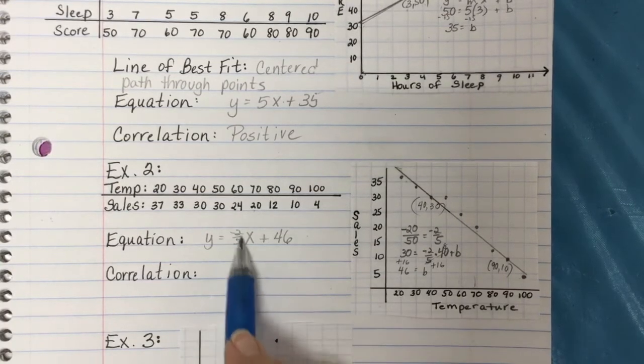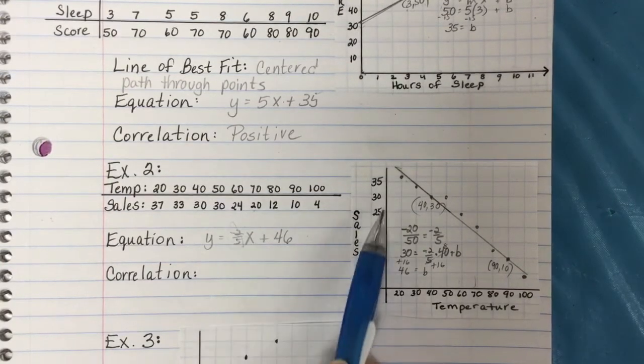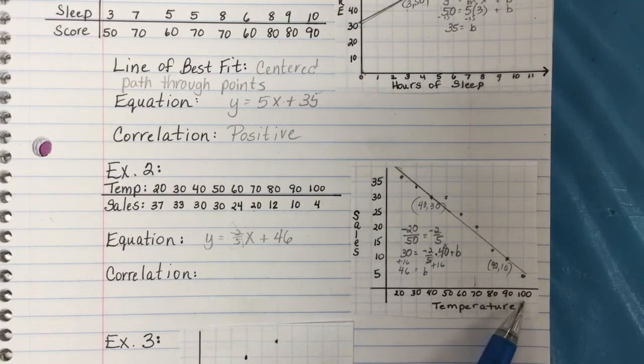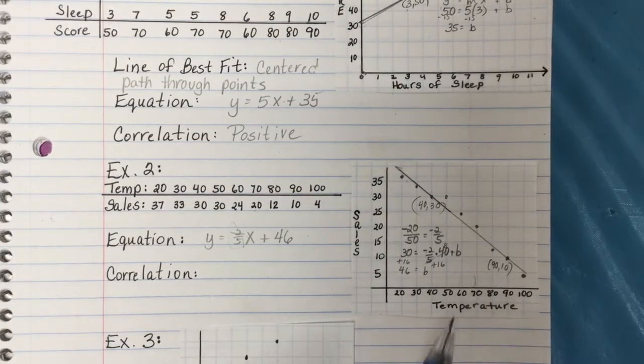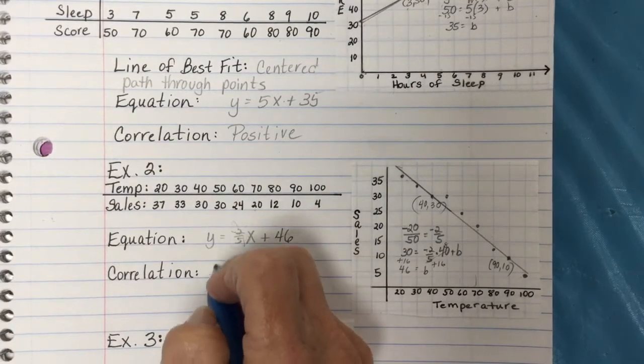And you can see that the slope is negative, and notice as temperature goes up, sales are going down. They're going in opposite directions, so this one is a negative correlation.